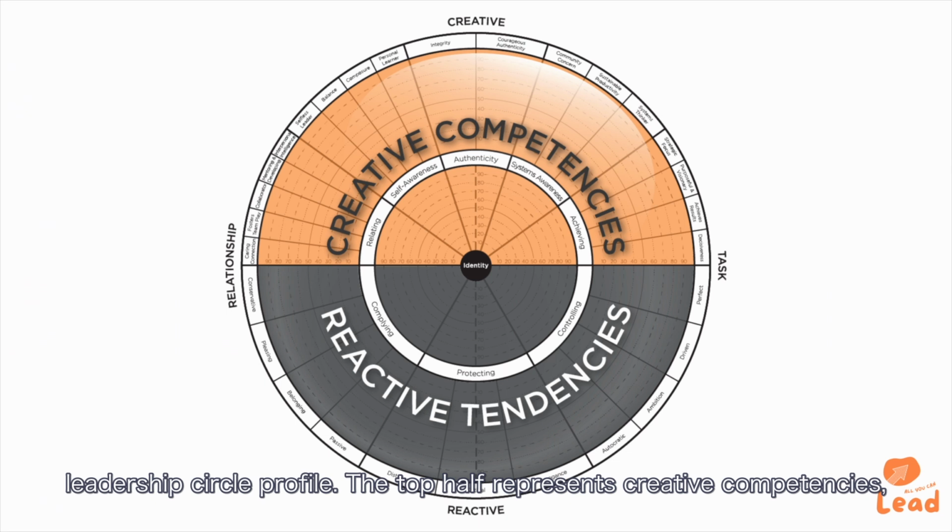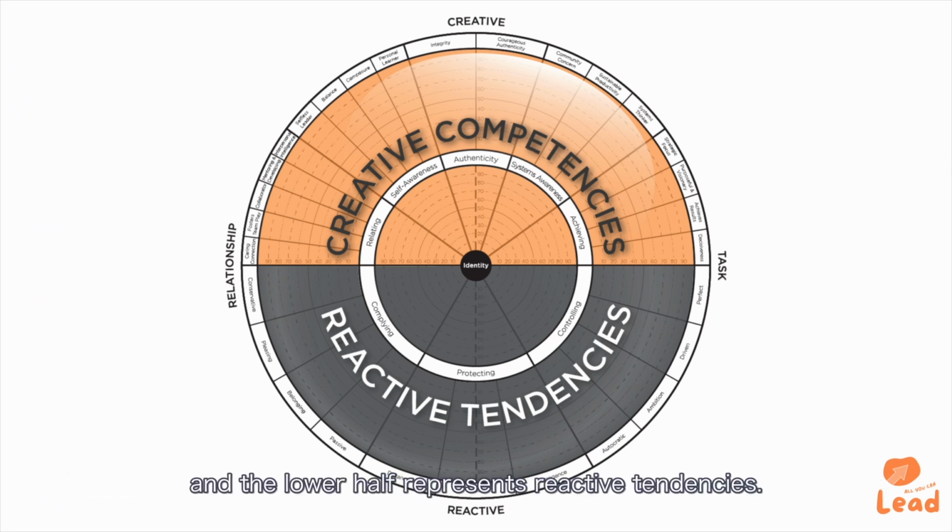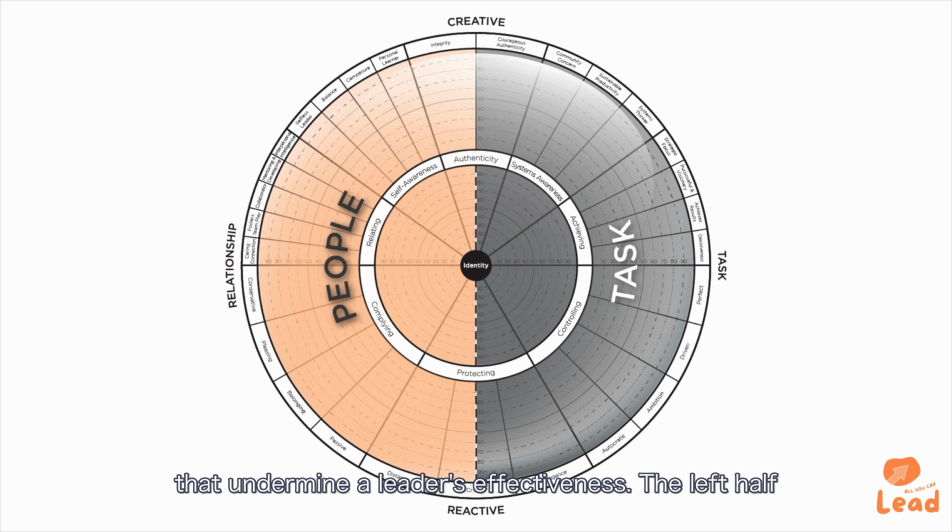Here is a blank Leadership Circle Profile. The top half represents creative competencies, and the lower half represents reactive tendencies. Creative competencies are usually strengths that contribute to a leader's effectiveness, while reactive tendencies reflect inner beliefs and assumptions that undermine a leader's effectiveness. The left half of the circle represents relationship, and the right represents task. At the center of the circle is the core of the leadership framework: identity.